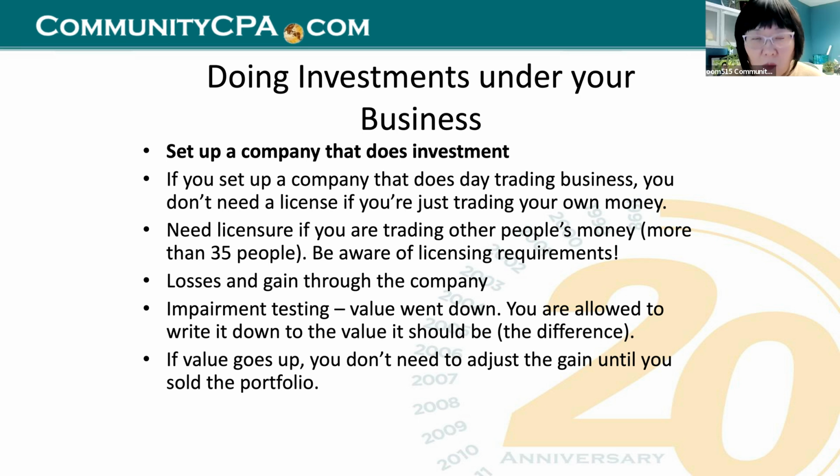Where did you go with that difference? And you may say, well, what do you mean by writing it down? You mean I can just take the difference and reduce my income? I made a $200,000 profit. You're saying that I can just reduce 100,000 out of the 200,000? Absolutely. That is an impairment write down.